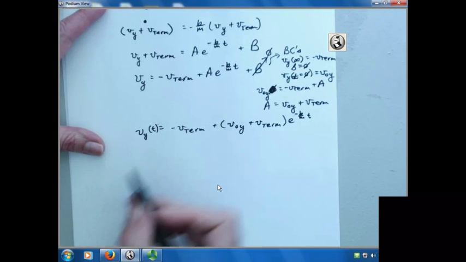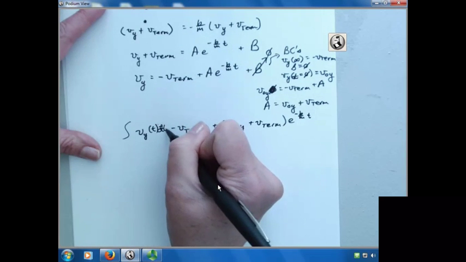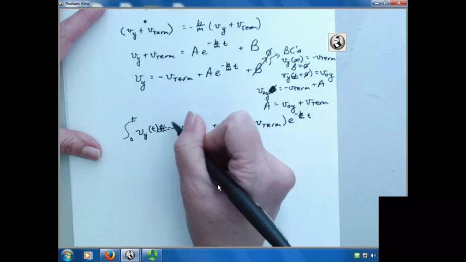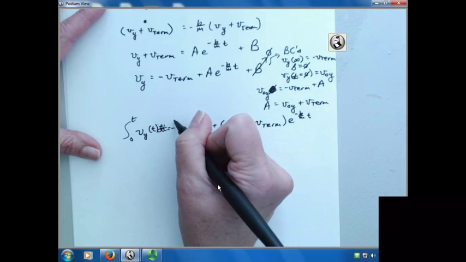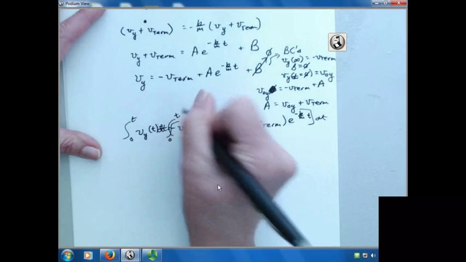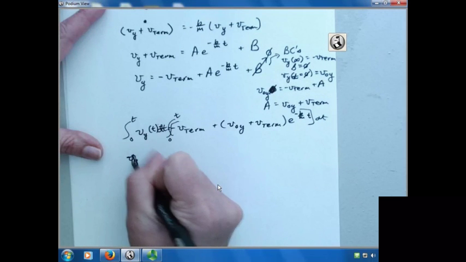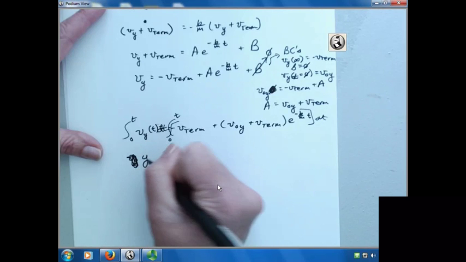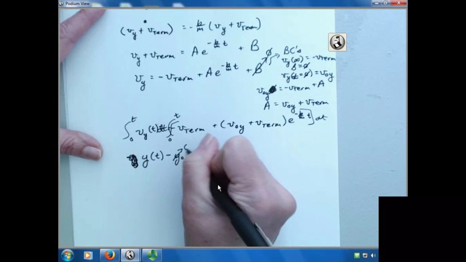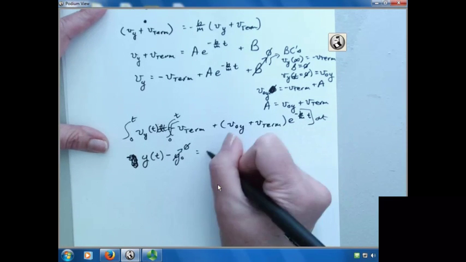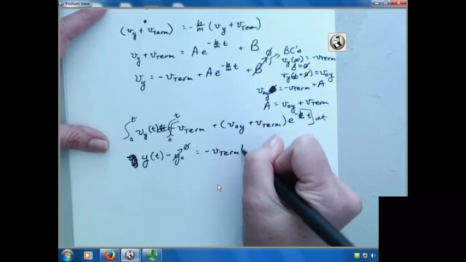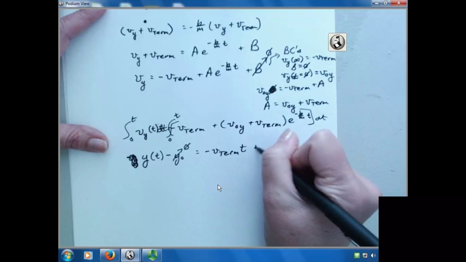Now, if I want to get y as a function of time, I need to integrate both sides from 0 to t, and do the same thing over here. Integrate dt from 0 to t. All right, and I get y as a function of time, minus y naught, which I can choose in my coordinate system to be 0, which is fine. And that gives me minus v term times t integrated from 0 to t, also known as t. Now I have to think about this integral.